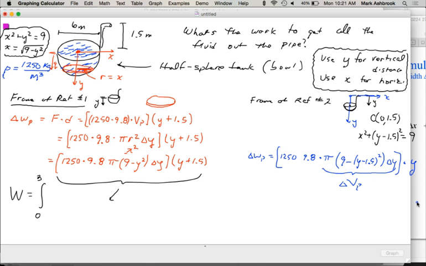And then what about our limits of integration? What's the y value of the first layer that we have to move? It's no longer 0, but 1.5. And the y value of the last layer we have to move is 1.5 plus a radius, 3. That's right, so 4.5.